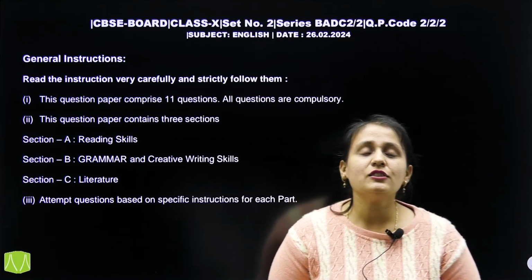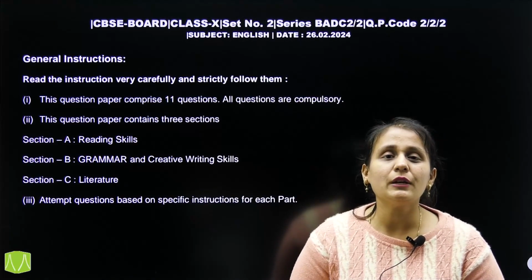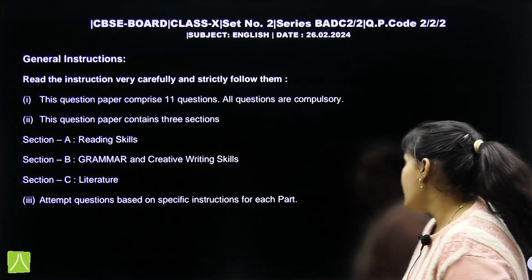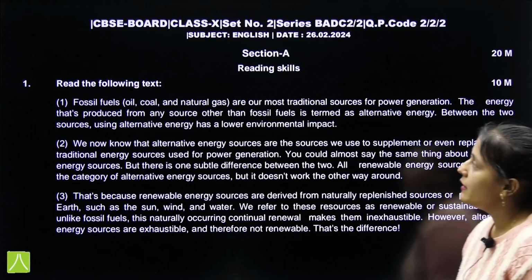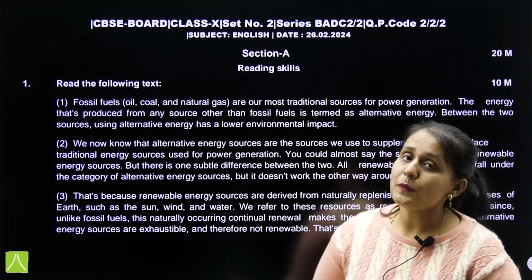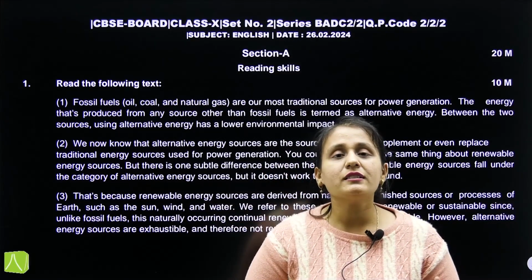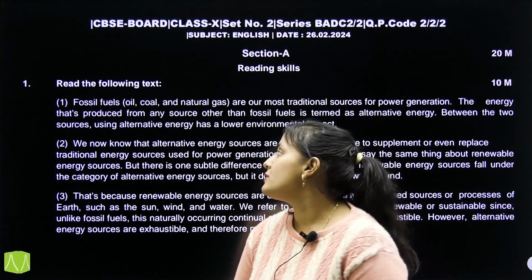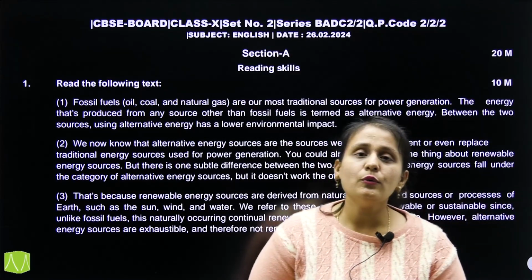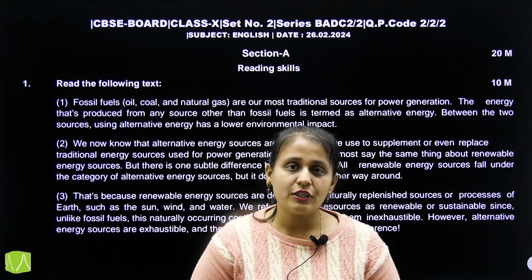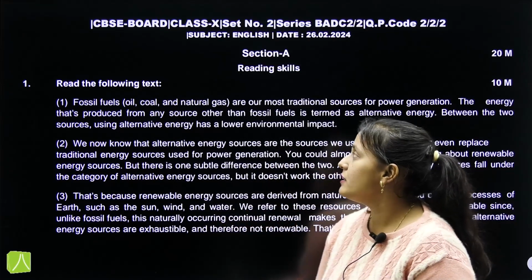And as per the instructions, you must be knowing what you have to do. So first we are going to solve the reading skills section, and in reading skills we have 2 passages. We are going to read them first and then discuss the solutions. The very first passage is related to energy, fossil energy and solar power energy. So now let's start reading the passage.